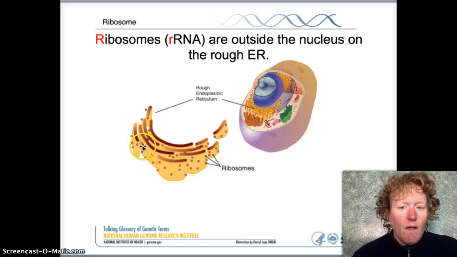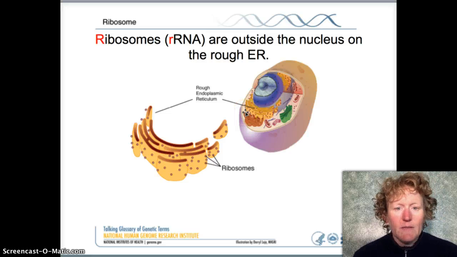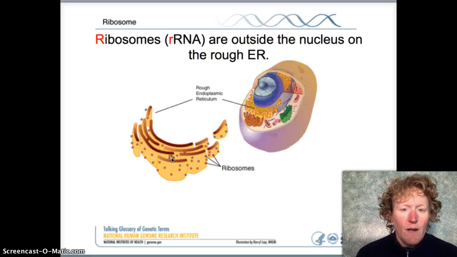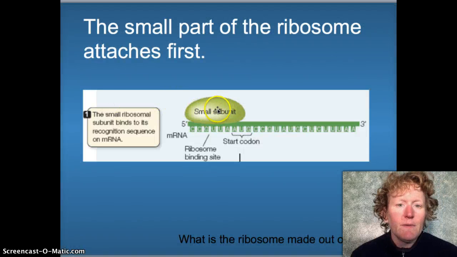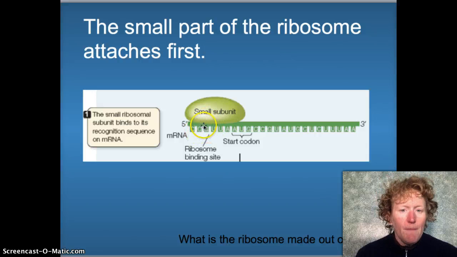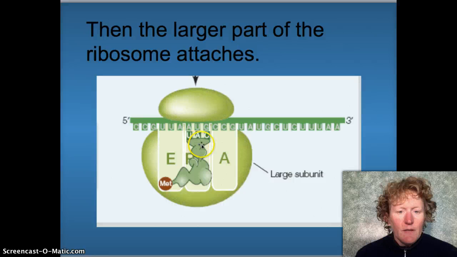Ribosomes are where this all happens. They're located outside the nucleus. Some of them are floating around in the cytoplasm, and some are located at the rough endoplasmic reticulum, which is kind of around the nucleus but not inside it. The small part of the ribosome usually attaches to the mRNA first. Then the larger part attaches, and the tRNA, represented right here, comes in.